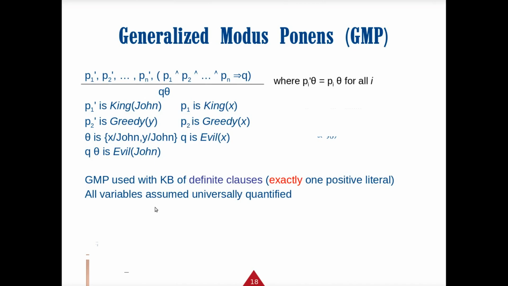And the generalized Modus Ponens is used with the knowledge base for definite clauses, exactly one positive literal. And so all variables assume universal quantification. So what this is basically saying is you can use this theorem up here to calculate p theta. And just to be clear, basically the above the line is what defines what is below the line. It's not division. So in this case, John defines X. Y defines John.